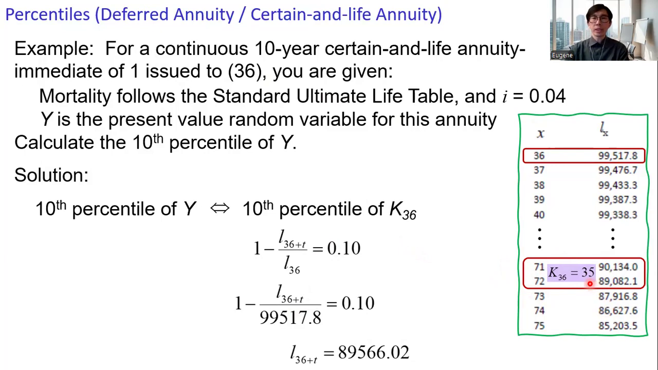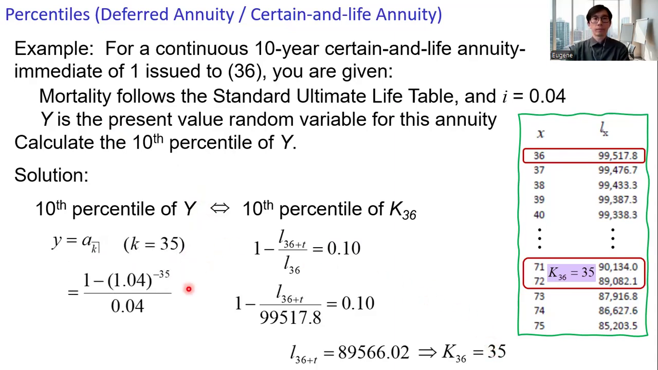When K36 equals 35, then we can get the value for Y, and this value corresponds to the 10th percentile of Y. This is an annuity immediate, so the expression for Y is A angle K, and K is 35. And we get the answer, 18.6646.